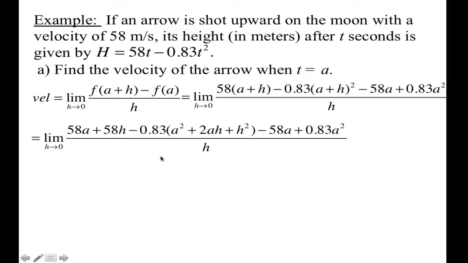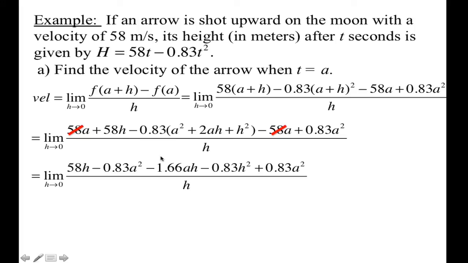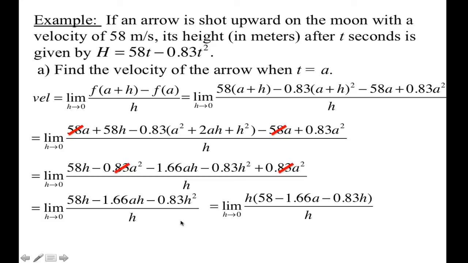I'm going to now do some more distributing and also look for some canceling. And then I'm going to see if there's anything else I can combine together or cancel. We have that the a squares cancel. And I also notice that my remaining terms have h's, so I can factor out an h. Therefore, the h's cancel. And I can say that once I plug in 0 for h, and this term cancels, the velocity at some time a is equal to 58 minus 1.66a.